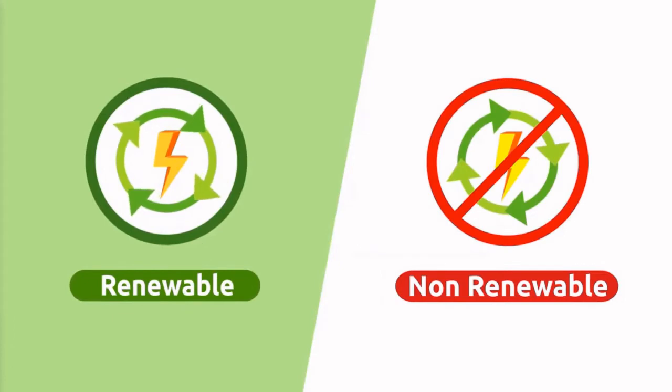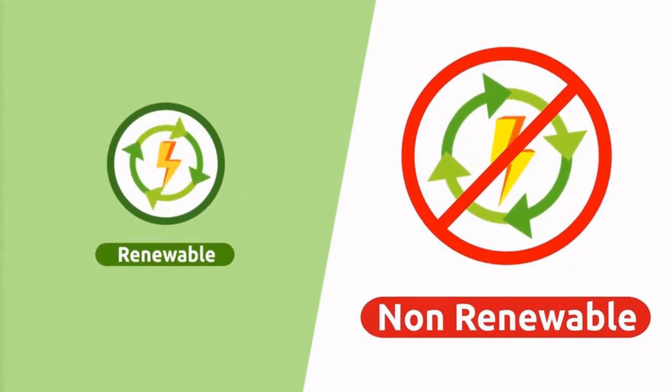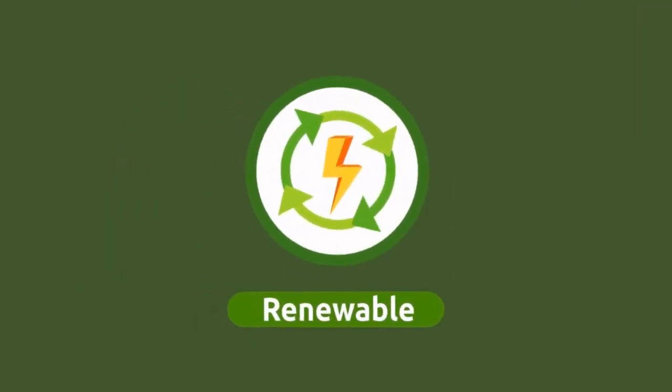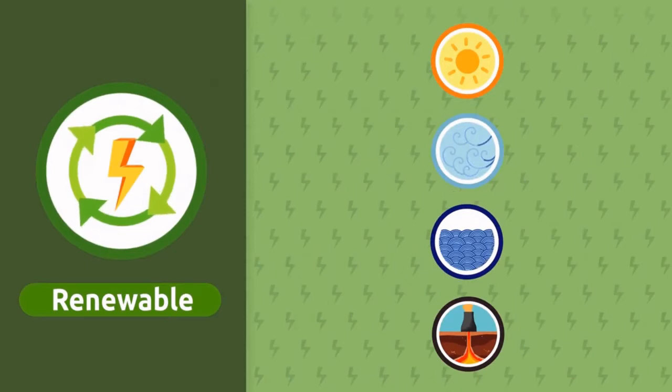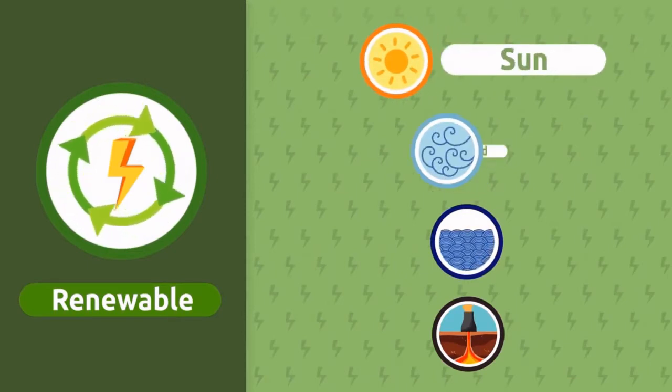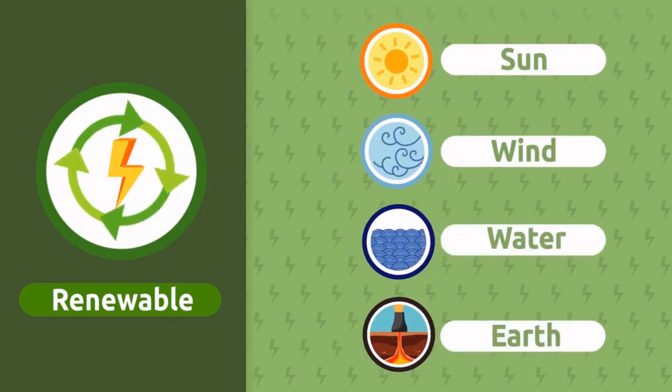Actually, before we start, we know that energy is divided into renewable and non-renewable energy. But today we are going to talk about renewable energy. Renewable energy comes from the natural things in our life, for example, the sun, the wind, the water, and the earth.